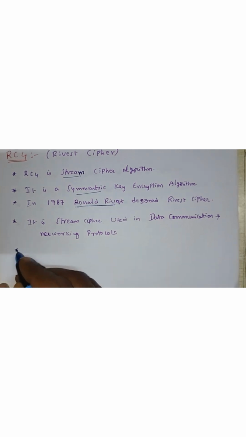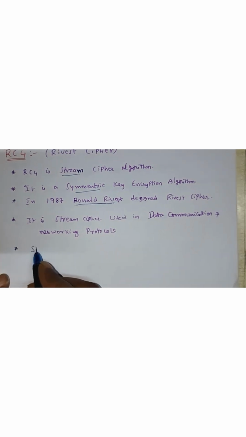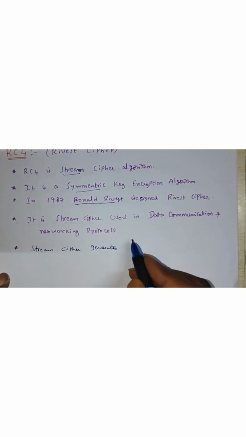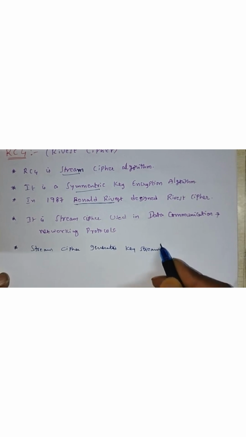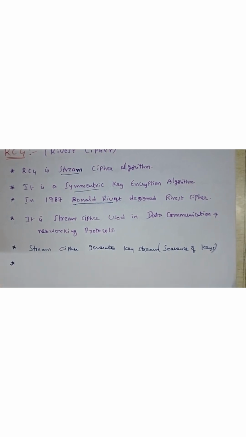In a stream cipher, RC4 generates a key stream. What is the meaning of key stream? A key stream is nothing but a sequence of keys. In the encryption algorithm, it operates by combining the key stream with plain text. Usually, it performs an XOR operation to produce the ciphertext.